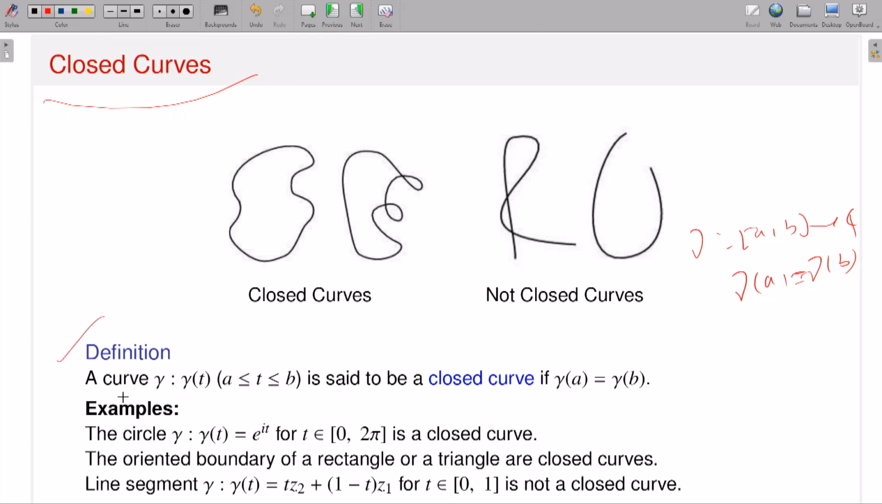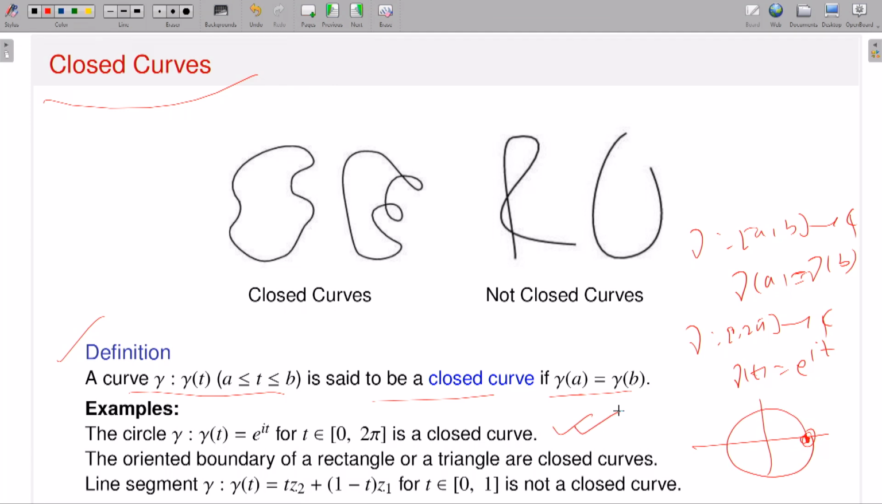Okay. So definition: a curve gamma is said to be closed if the value of gamma at the initial point is exactly equal to the value of gamma at the final point. So gamma of A is equal to gamma of B. For example, the circle. If I take a map from 0 to 2 pi to C like gamma of t is equal to e to the power it, that is a closed curve. Why? Because at t equal to 0, it takes the value 1, and at t equal to 2 pi, again it comes back to the same value. So therefore, this is a simple closed curve.